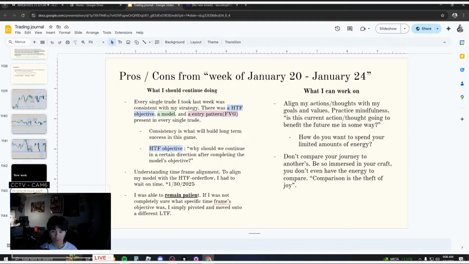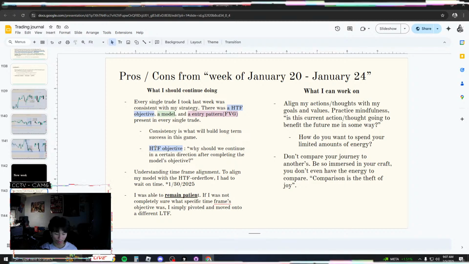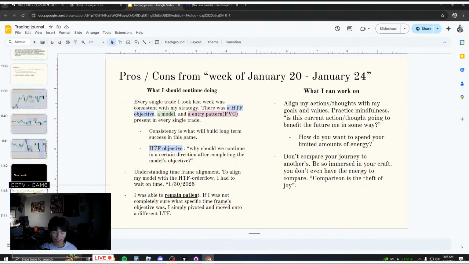So what are some of the things that I can work on coming into today? For me, I can continue to align my thoughts and my actions with my goals and values, right? Is what I'm thinking currently in alignment with who I am in the future, right? So envision yourself 5 years, 10 years in the future. What are the things that he does? How does he act? And envision that and imagine yourself in his shoes right now, right? Continue to do what's necessary for the present you to be the you in the future that you have in mind.